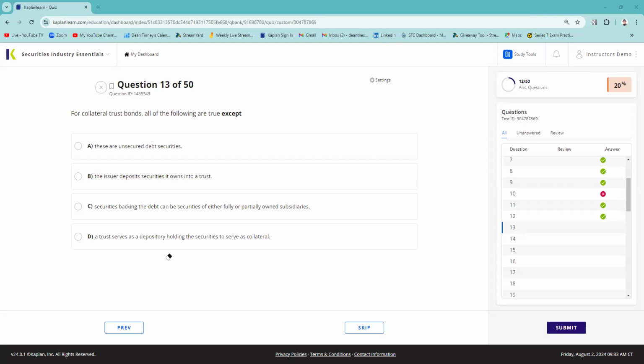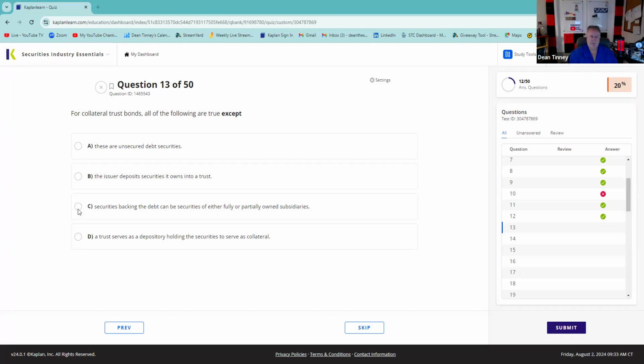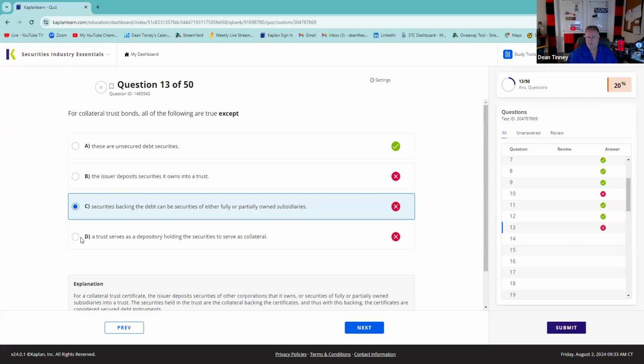Collateral trust. Oh my God, I don't remember this. I'm gonna go with C. I don't know this one.